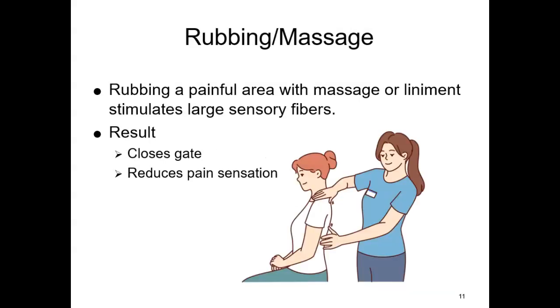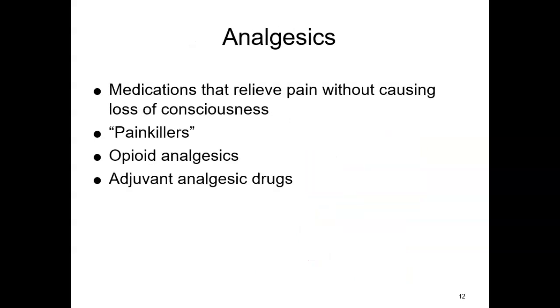Some other things that can close the gate would be massage. Imagine if you banged your arm real hard and you have a pain sensation and you start rubbing it and it eases the pain, right? So that's using an additional sensory experience to sort of close that gate. And another thing that can help close the gate are analgesics. So these are our painkillers. These are the ones that can fall into different categories. They can be opioids and also non-opioids.